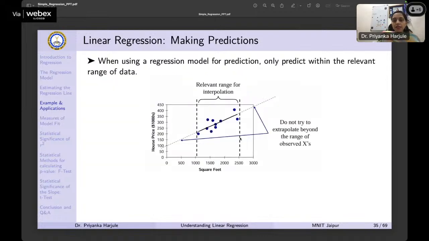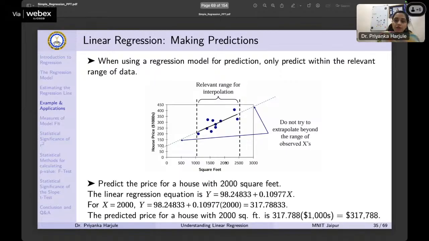Another way of interpreting the result is that we can predict the value for the variable which is not in your data points. For example, supposing you want to predict the price for a house which is having 2000 square feet, then you can just look at the graph, or you can just use the equation, put the value of x to be 2000 in the equation and get the y value, which will give you the house price.